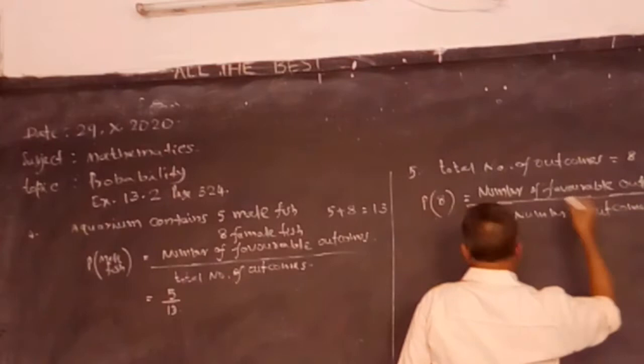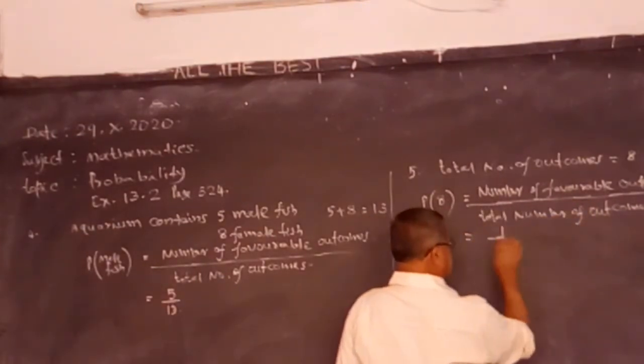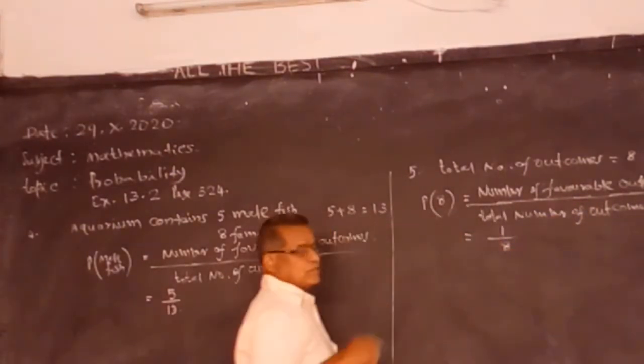Like this. So here only one 8 is there, total of 8. That's our first question.